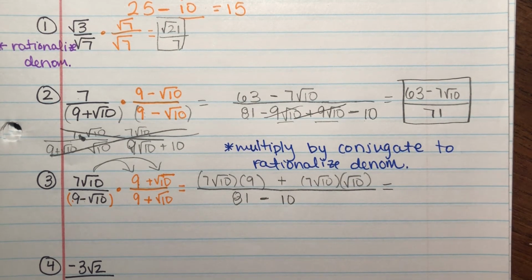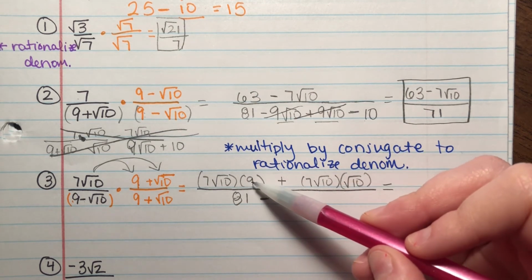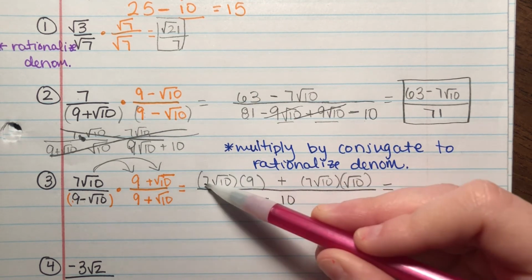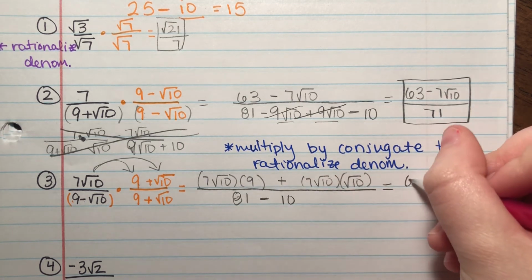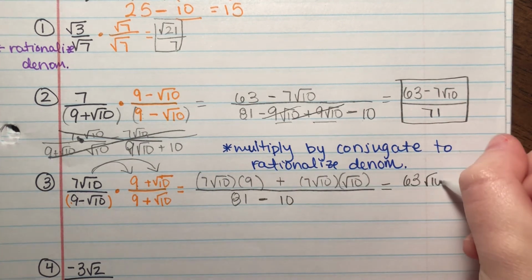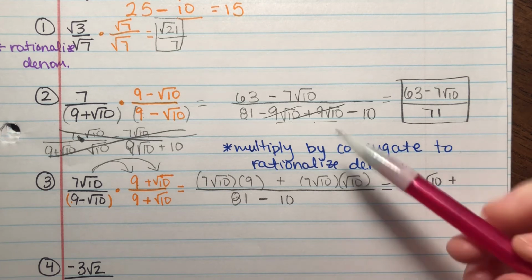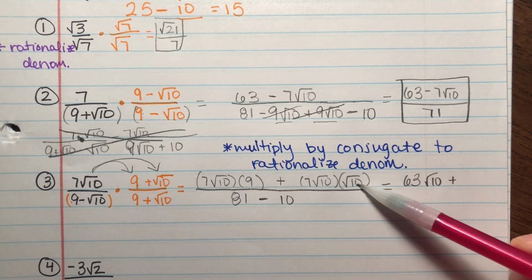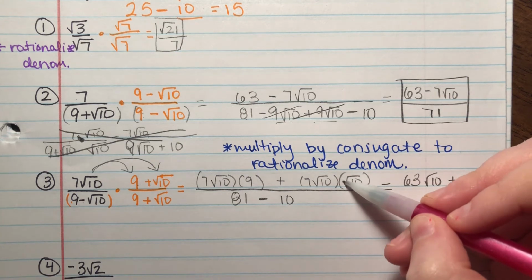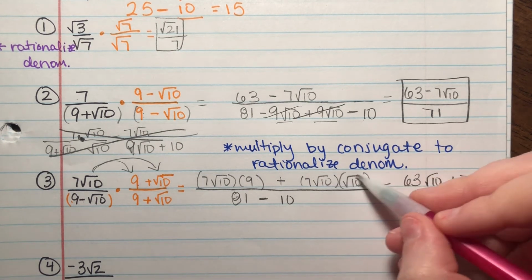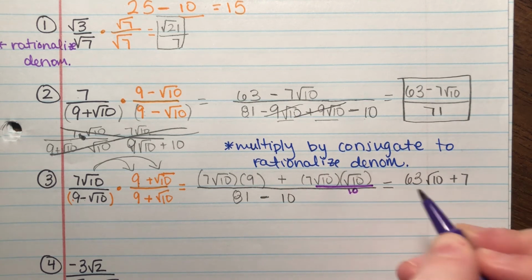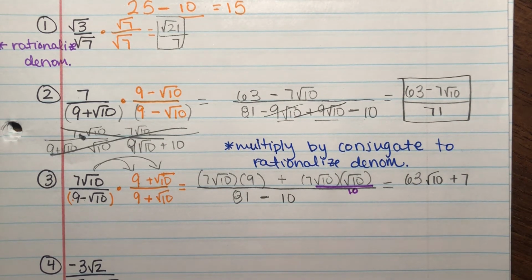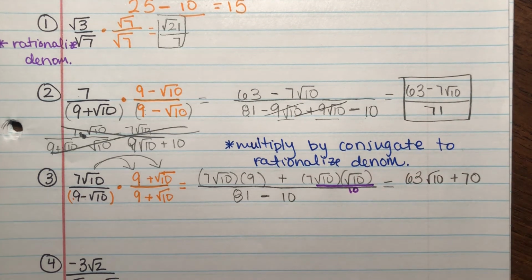So if I simplify this further, I'm going to multiply in here my coefficients. So 7 and 9 will go together, right? Because this one doesn't have a radical attached. So 7 times 9 is 63, and then I have square root of 10 left over there. Plus 7 square root of 10 times square root of 10. So my coefficient here would just be a 1. So 7, and then square root of 10 times square root of 10 is 10. That's just going to give me 10 right there. So 7 times 10 is 70.